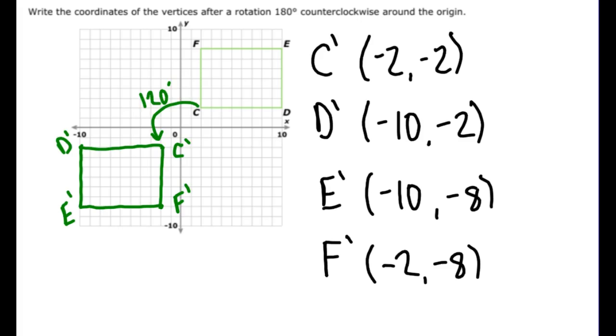This looks a little better than the last rectangle I tried to construct. We have C prime, D prime, E prime, and F prime. Remember, if we're rotating counterclockwise, well, that should be 180 degrees, not 120. 180 degrees counterclockwise is actually a positive value. So now you can see how that rotation about the origin works.